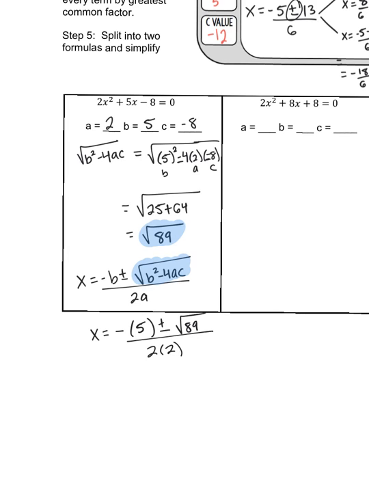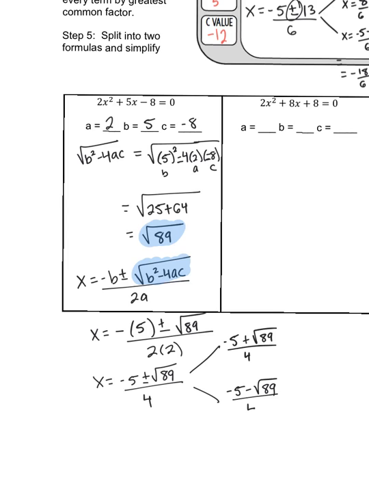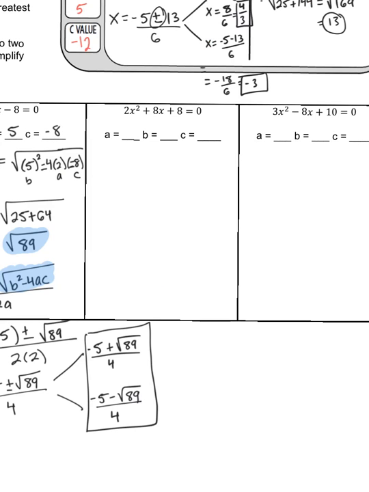Now let's simplify. So I'm going to have negative 5 plus or minus the square root of 89 divided by 4. So I'm going to break it off into two different answers. We're going to have negative 5 plus the square root of 89 over 4, and negative 5 minus the square root of 89 over 4. Okay, so those are your two solutions. Let's take a look at the second one.